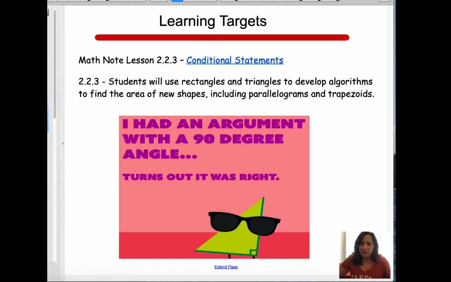So our learning targets today are to talk about conditional statements, as well as students are going to use rectangles and triangles to develop algorithms to find areas of new shapes, and these include parallelograms and trapezoids.